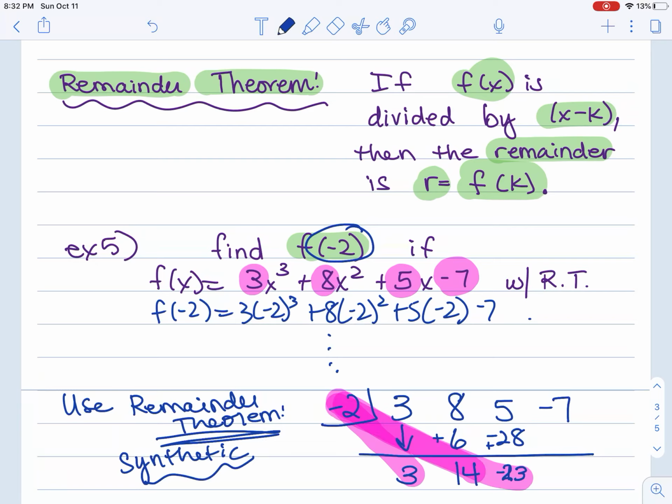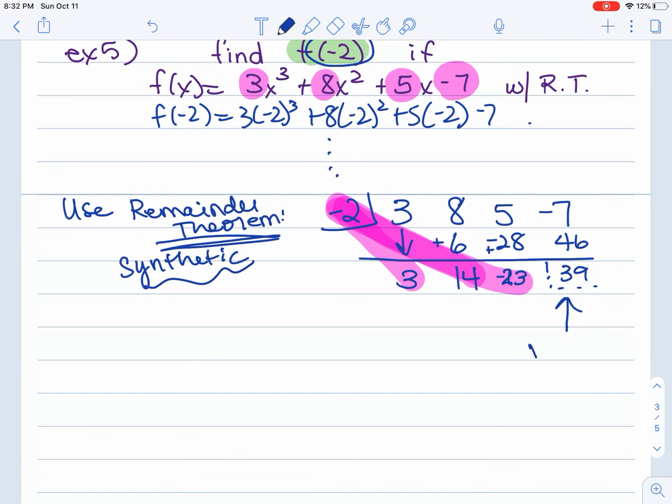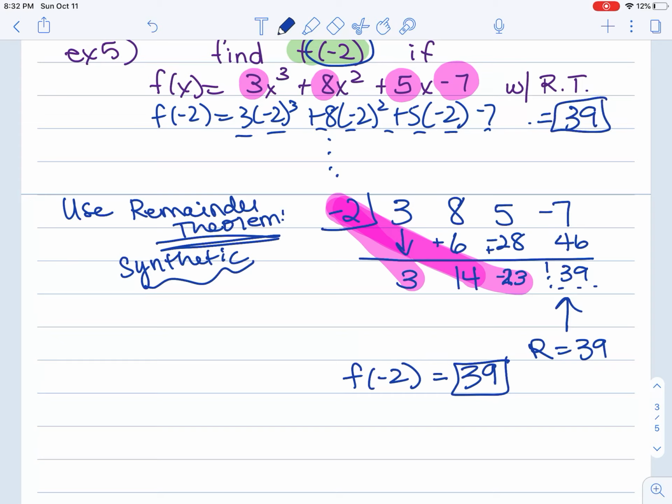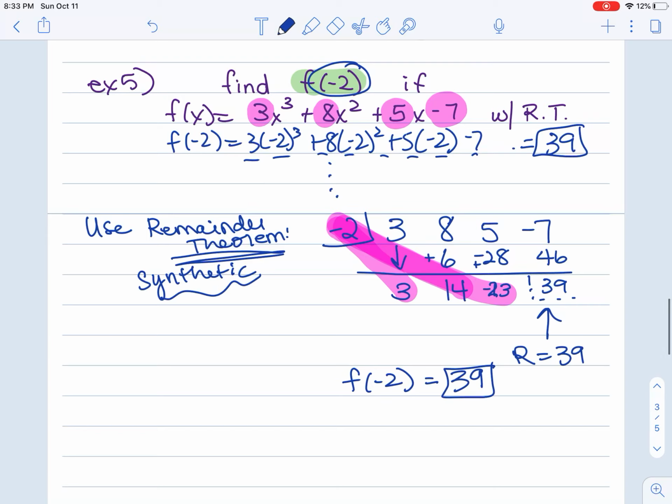Negative 2 times negative 23 is 46. And we add down and we get 39. Now 39 is our remainder. And if our remainder is 39, then the remainder theorem says f of negative 2 is the remainder, which is 39. Now you could plug all of this in your calculator, and in fact, it does equal 39. Okay, so that's another way to apply synthetic division. Okay, that's all for today. I'll see you in class.